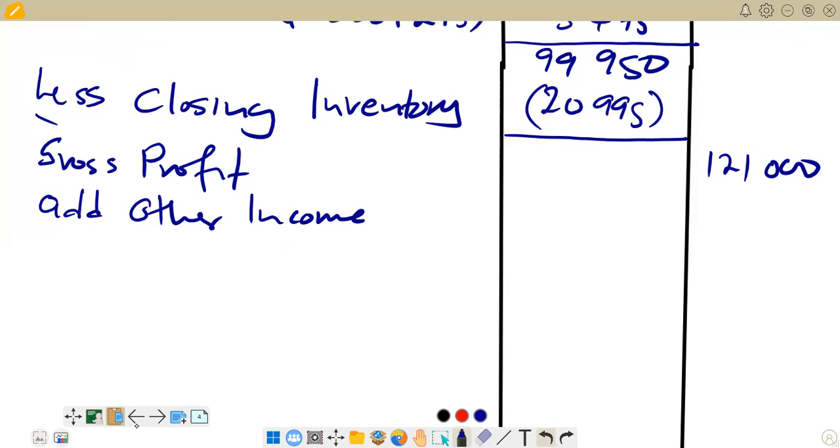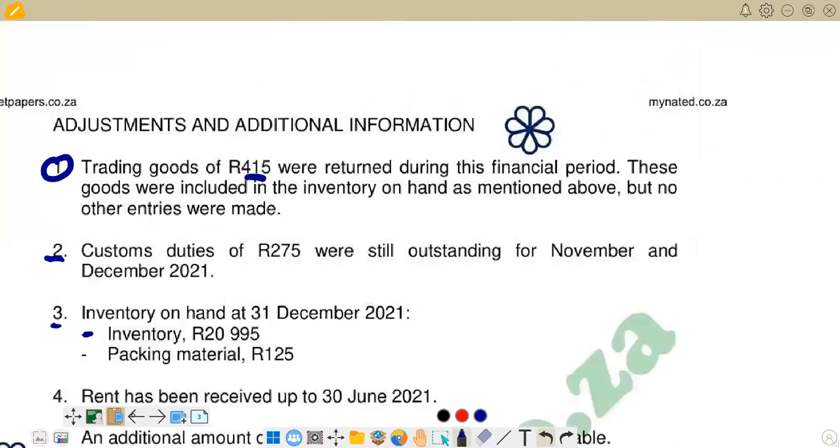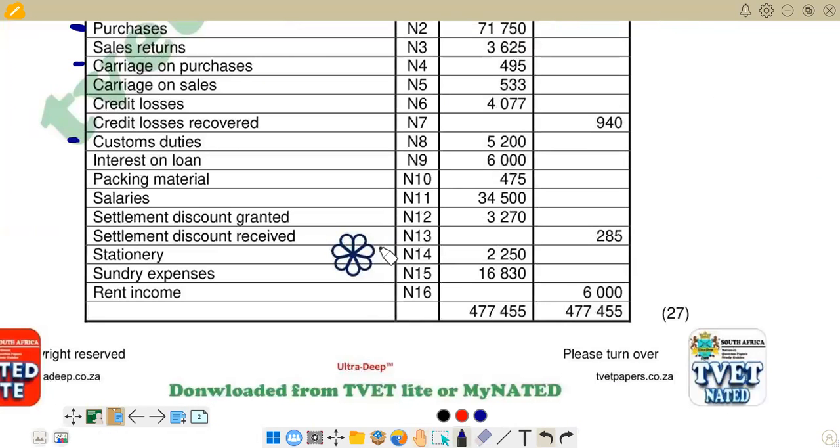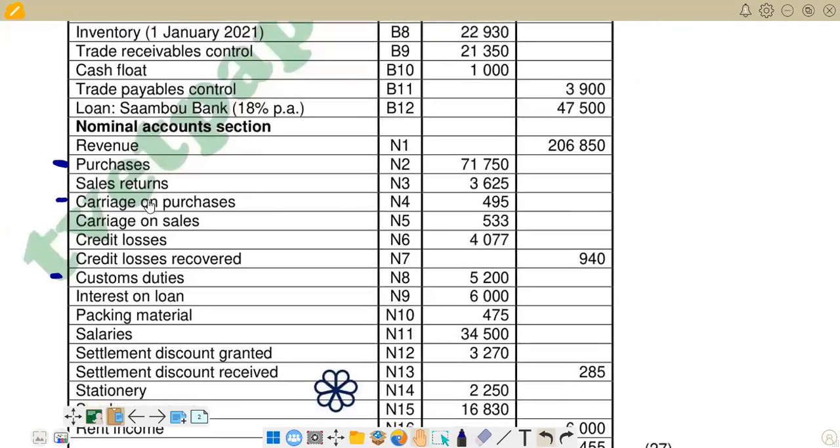Go back on the list of balances and try to go through, remember, the nominal account section. We go there to check if you've got other income that we have. And check there if you have got any other income.